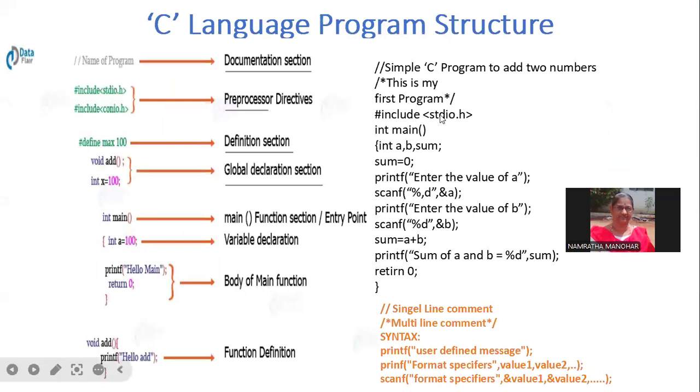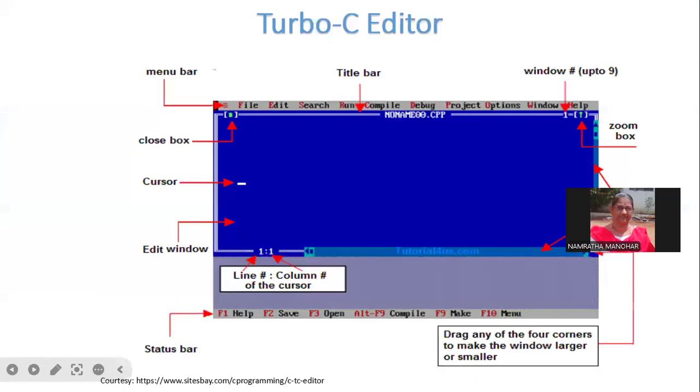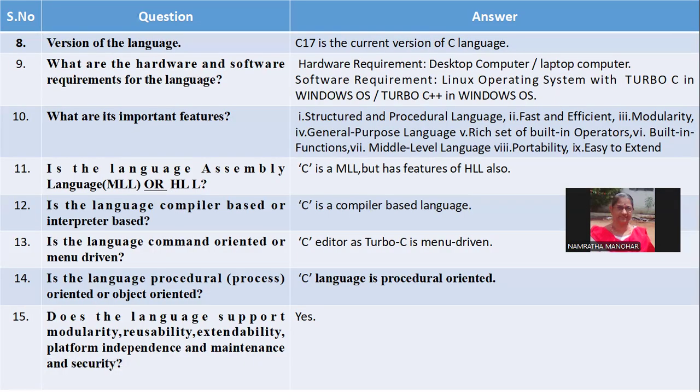Say one header file is stdio.h, that is standard input output.h. In this we have printf and scanf, to print your data and accept the data. These are the header files. In this way, there are many files available.